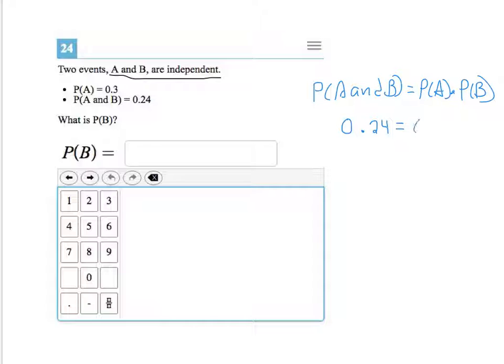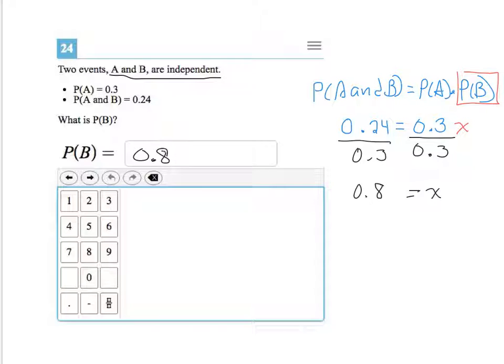And the probability of A is 0.3. The whole goal of the problem is to find the probability of B. So for that, I'm just going to put an X, something I don't know, because this is what I'd like to find out. All we simply have to do is divide both sides by 0.3. So we get 0.24 divided by 0.3, which is 0.8. And if I take 80% times 30%, I get the 24%.